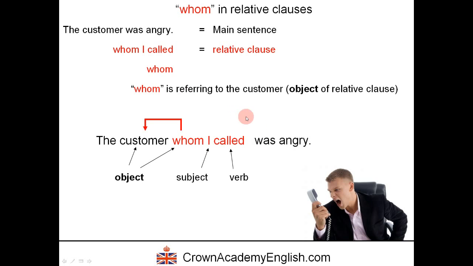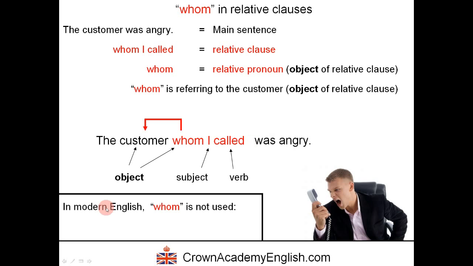And whom, in terms of grammar and parts of speech, is called the relative pronoun. More specifically, it is the object of the relative clause. So that is the other way that we use whom, as part of a relative clause, and it is the object. But remember, this is not very common in modern English. So, in modern English, we don't really use whom.